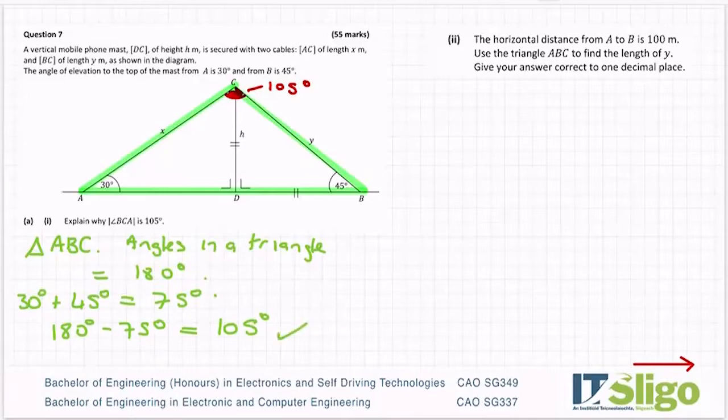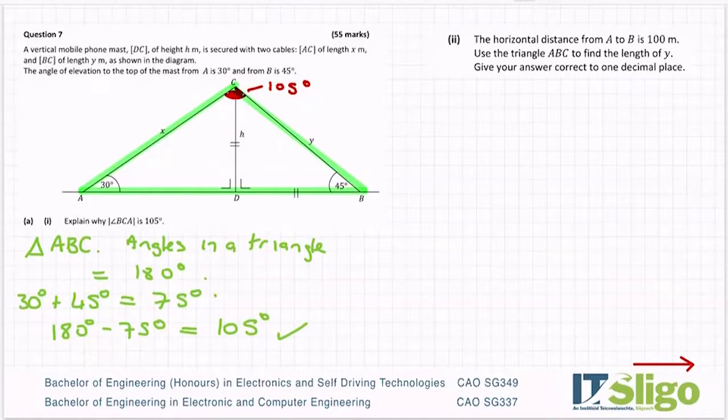So that's how I would do part 1 there, or something to that effect. It doesn't have to be the exact wording I have there, but they're testing, do you know your theorem? And then show the maths. Okay, part 2. The horizontal distance from A to B is 100 meters. Use the triangle ABC to find the length of Y. Give your answer correct to one decimal place.